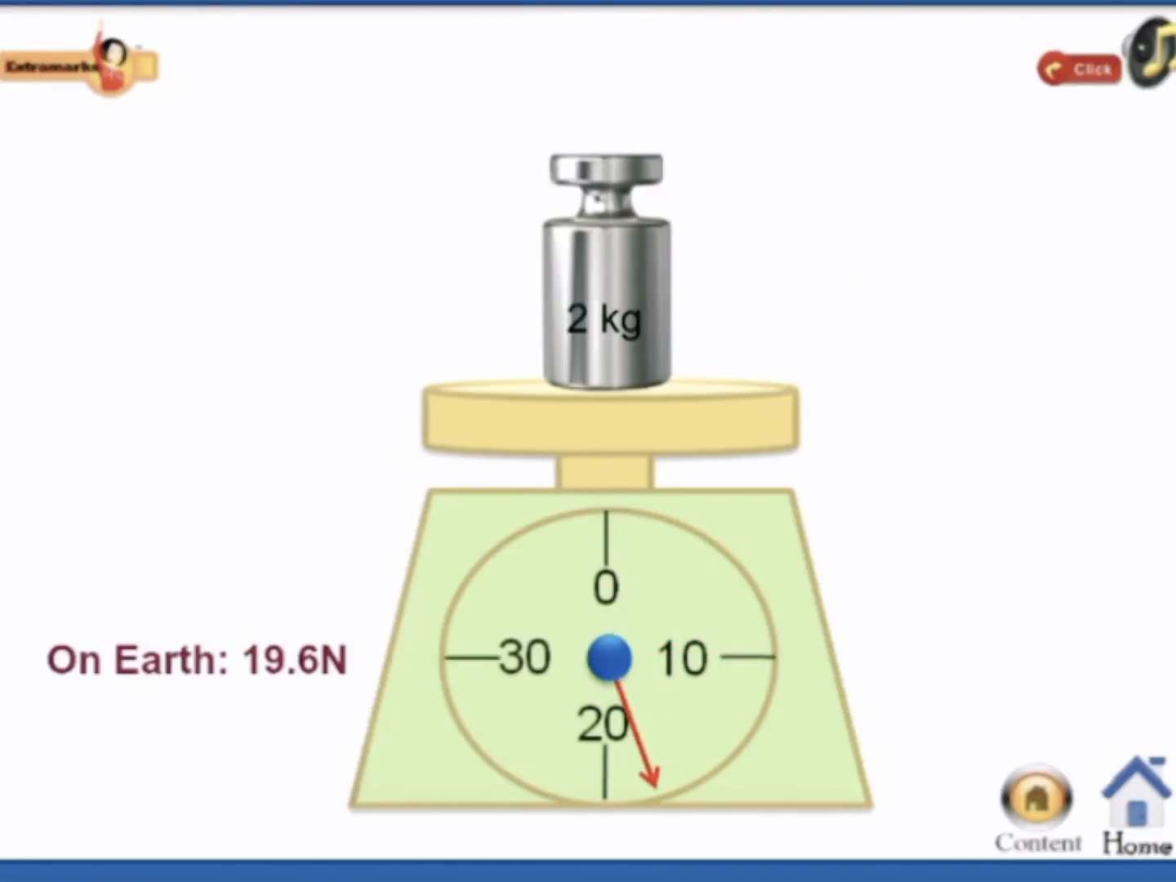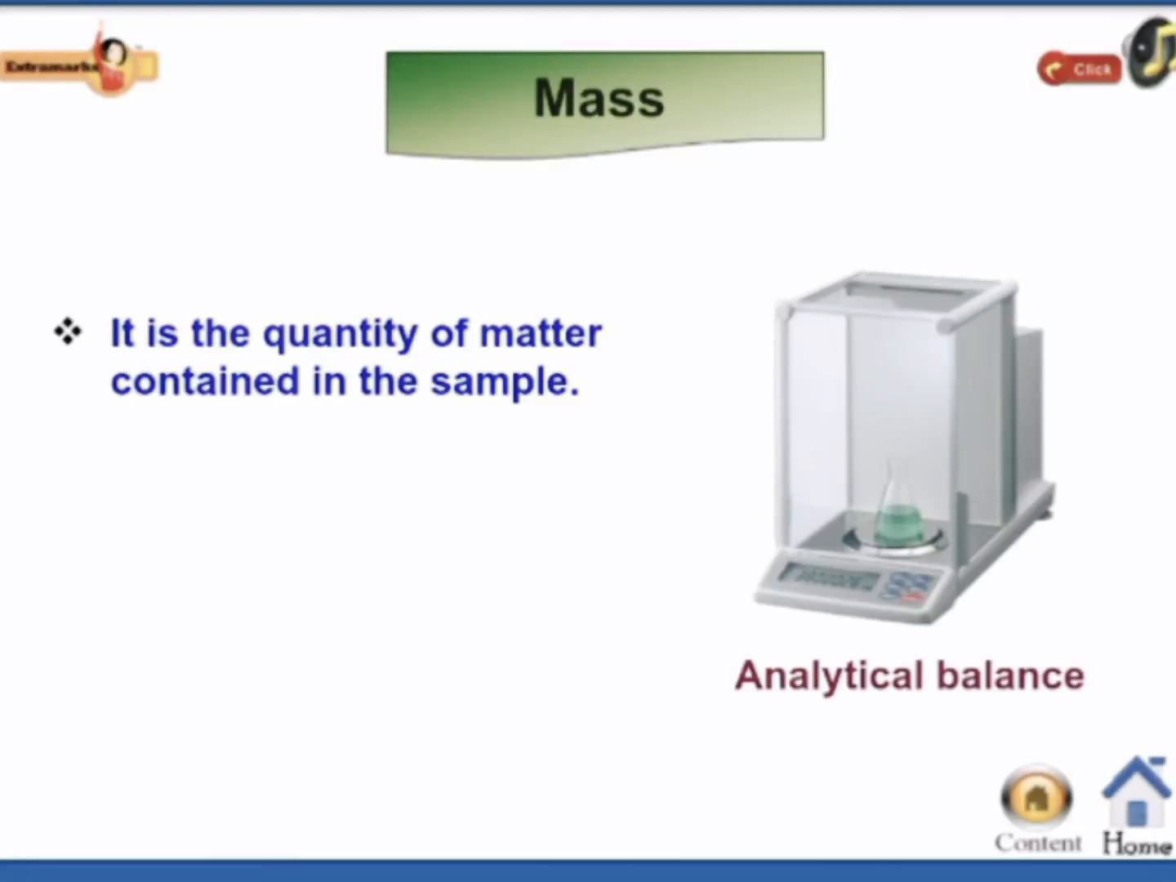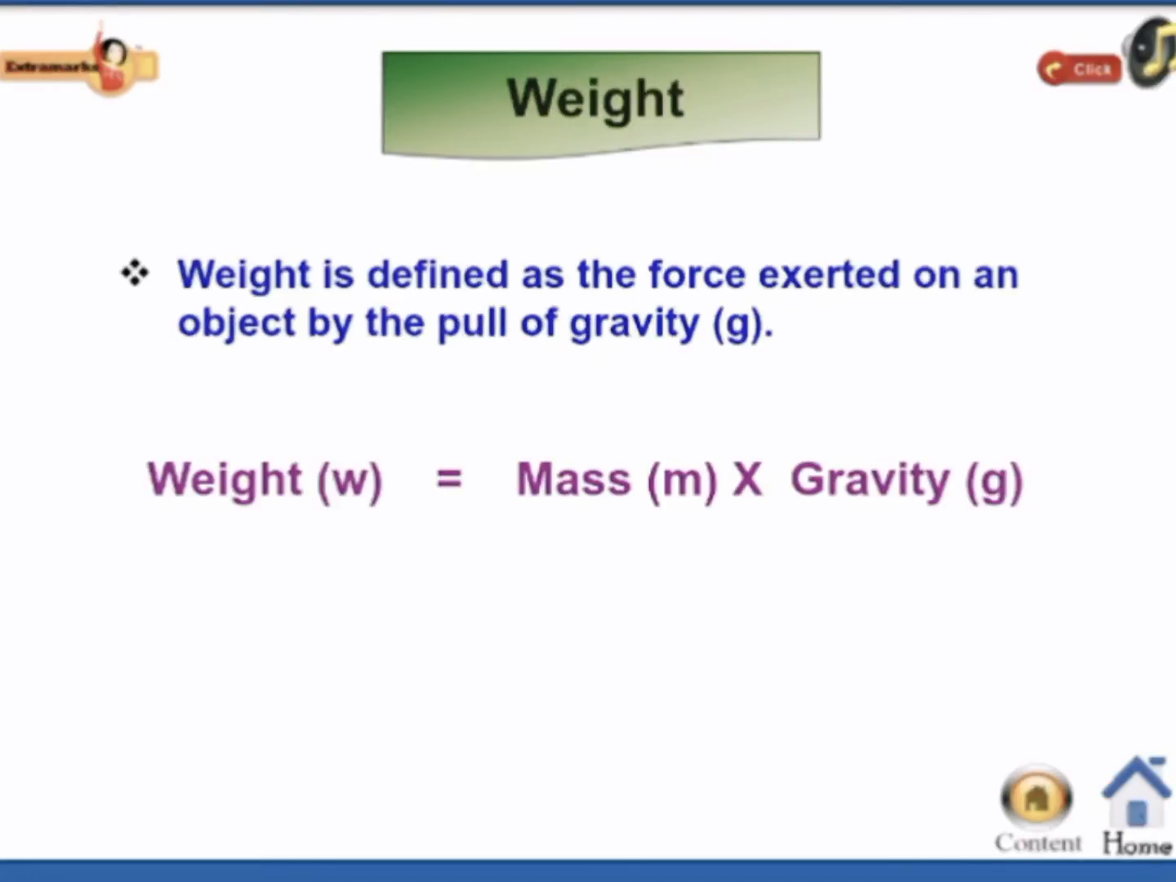Kilograms on Earth weighs 19.6 newtons. Mass is the quantity of matter contained in the sample. Weight is defined as the force exerted on an object by the pull of gravity.